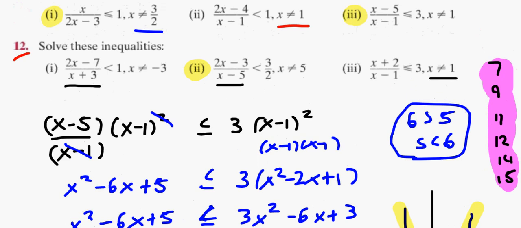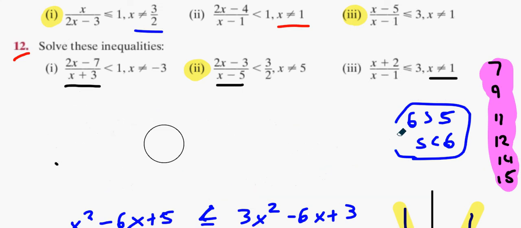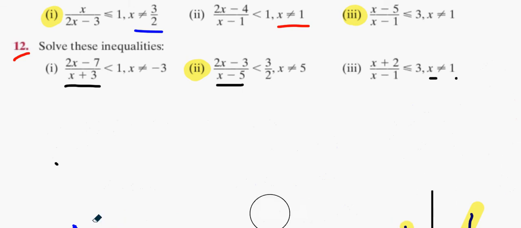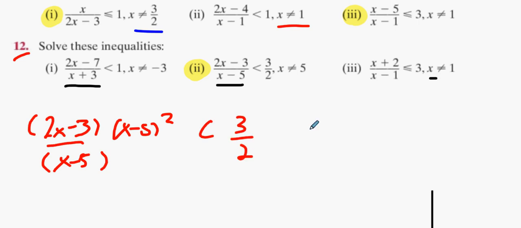Good. Does anybody need to do 12 part 2? I think it's pretty much the same stuff. I can do it though. I'll do it quickly. Alright. 12 part 2 really quickly. 2x minus 3 over x minus 5, by x minus 5 squared, is going to be greater than 3 over 2 times x minus 5 squared.